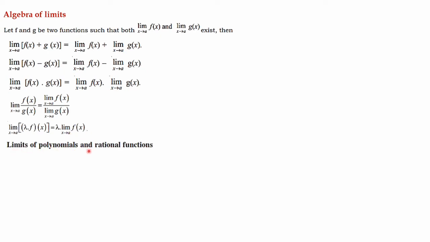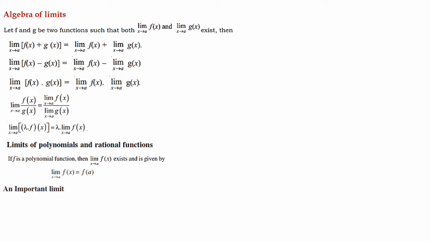Limits of polynomials and rational functions. If f is a polynomial function, then limit x tends to a f of x exists and is given by limit x tends to a f of x is equal to f of a. This means you simply replace x and substitute a, and you will get the limit. Limit x tends to a f of x is equal to f of a. Just substitute a in place of x, that's all.